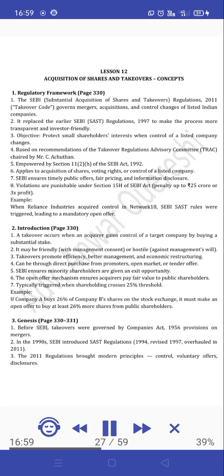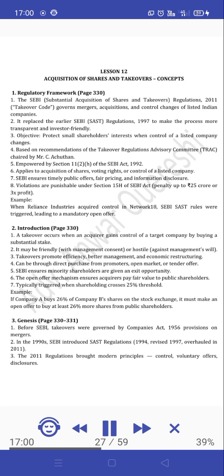Concepts. 1. Regulatory framework, page 331. The SEBI Substantial Acquisition of Shares and Takeovers Regulations, 2011, the Takeover Code, governs mergers, acquisitions, and control changes of listed Indian companies. 2. It replaced the earlier SEBI SAST Regulations, 1997, to make the process more transparent and investor-friendly. 3. Objective: protect small shareholders' interests when control of a listed company changes. 4. Based on recommendations of the Takeover Regulations Advisory Committee chaired by Mr.